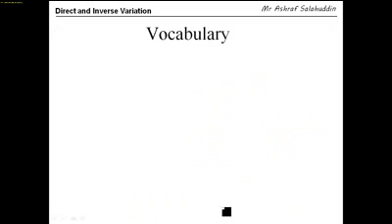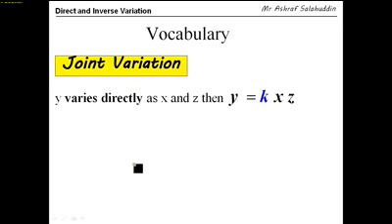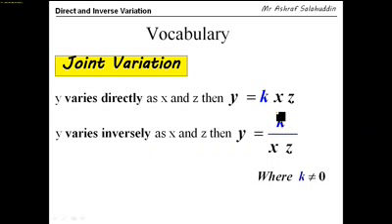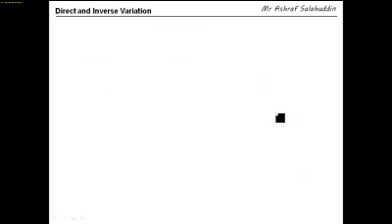Okay, a new vocabulary here: joint variation. We say that y varies directly as x and z, then y equals kxz. Or if y varies inversely as x and z, then y equals k over xz. Let me remind you that this k doesn't equal 0, and we call it the constant of variation.